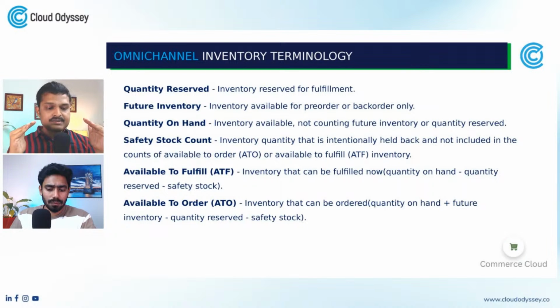So the main difference between available to fulfill and available to order is that available to order will also include the future inventory, but available to fulfill will not. Available to fulfill means how much quantity I will be able to fulfill at this point in time. Available to order includes everything, the future inventory plus current inventory.